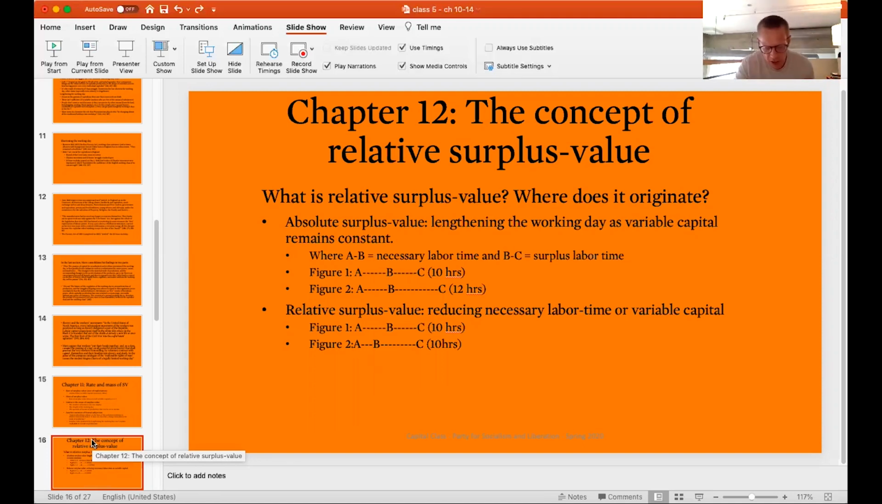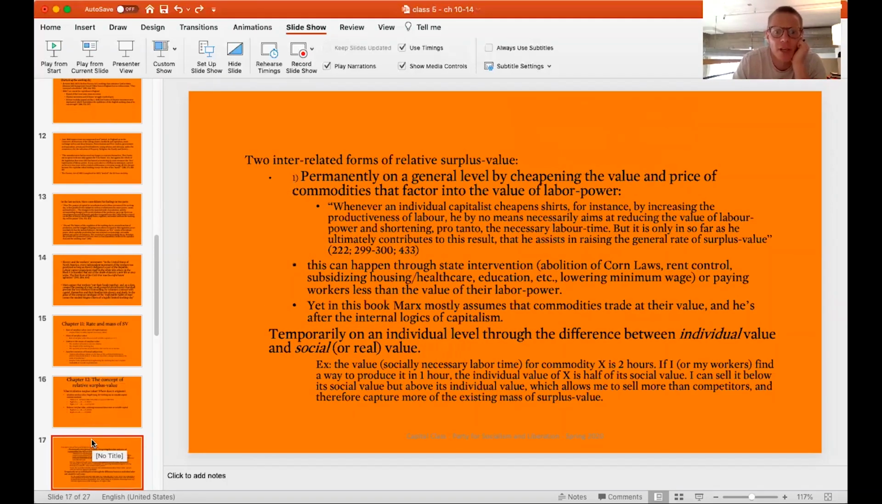And this chapter is also getting us ready for the ways in which this is produced, which takes place over the next, I think, 3 chapters. So there are 2 interrelated forms of relative surplus value. First, it happens on a permanent and general level by cheapening the value and price of commodities that factor into labor power.